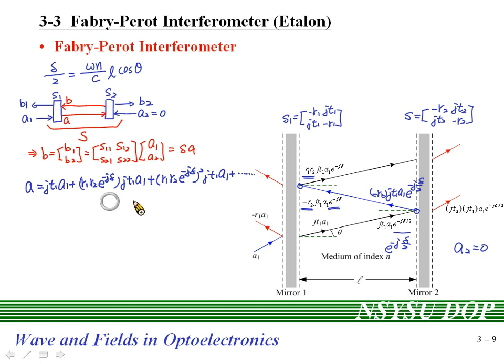And according to the rule of each term, you can find out A to be the summation of each term. And it can be expressed as jT1A1 divided by 1 minus R1 R2 exponential minus j delta. Okay? By performing the summation of each amplitude going from mirror 1 to mirror 2, you can have the amplitude of A in this form. How about B?